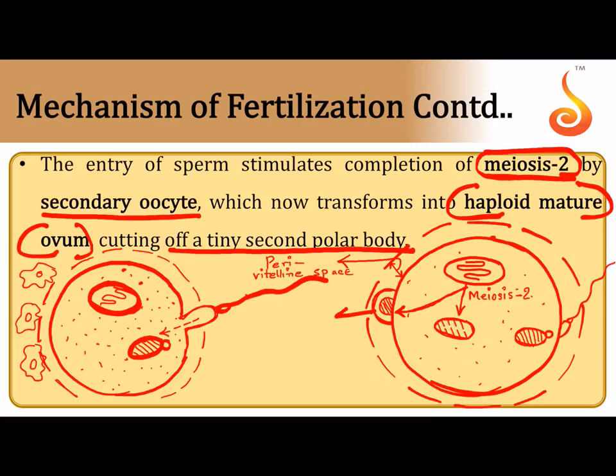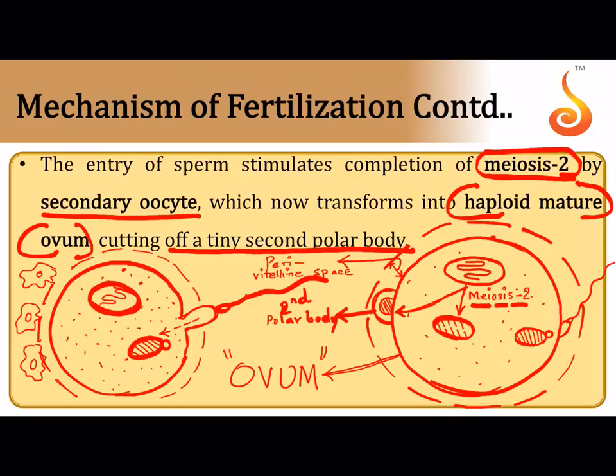Now what is this tiny cell that is sitting here called? It is the second polar body. Okay, now this nucleus, which is formed newly now because it has undergone what? Meiosis 2. Now this cell which has a new nucleus now, you can call this cell ovum.